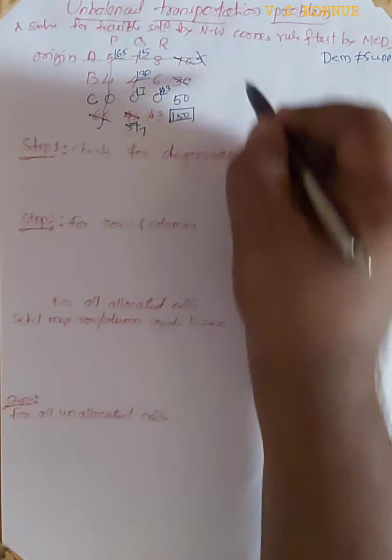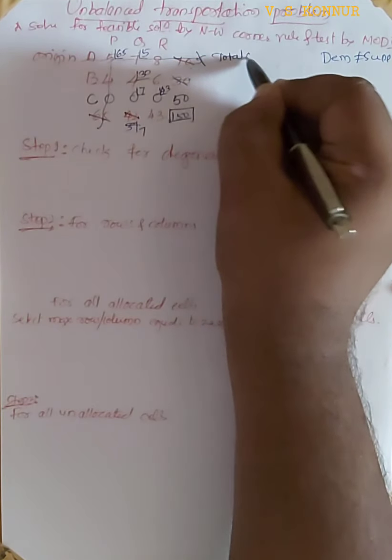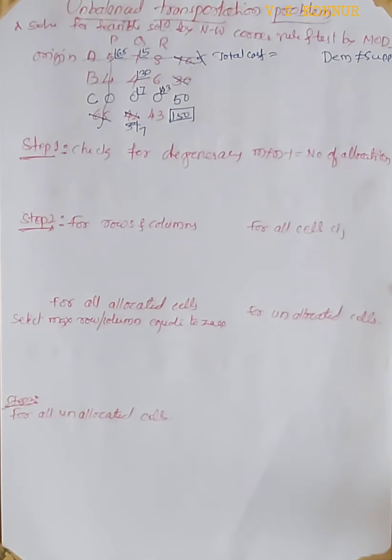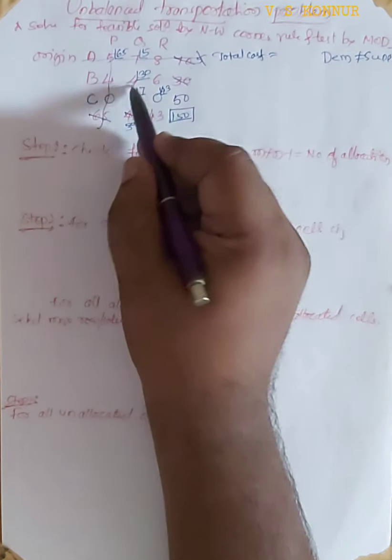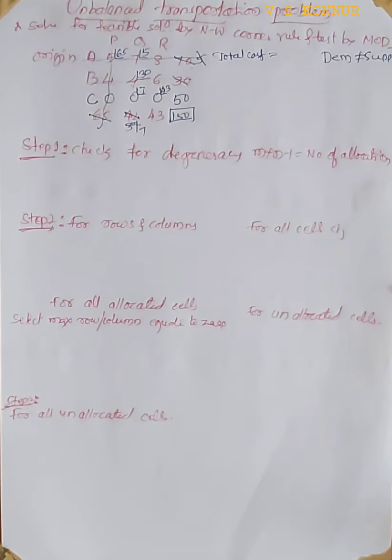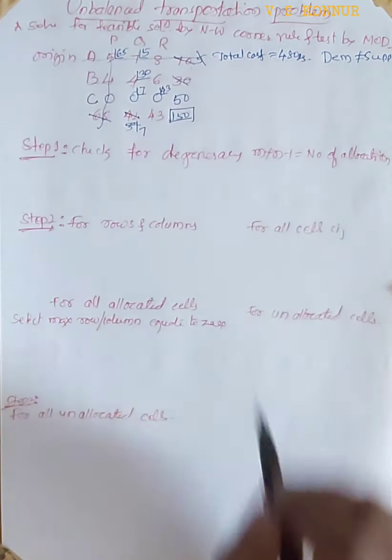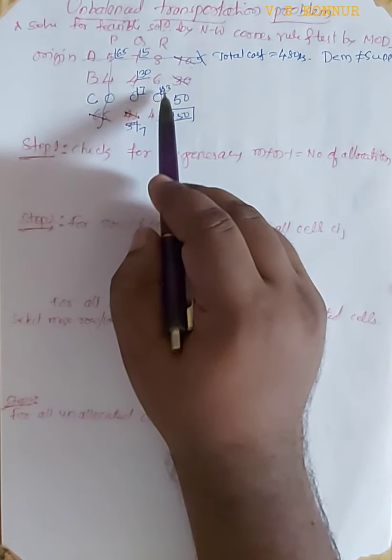Next we should check for degeneracy. Before that, we can calculate the total cost. That is equal to 5 into 65, 325, plus 7 into 5, 35, plus 4 into 30, 120, and these values are 0. So we will get 480 rupees, because 0 into 7 is 0, 0 into 43 is 0.